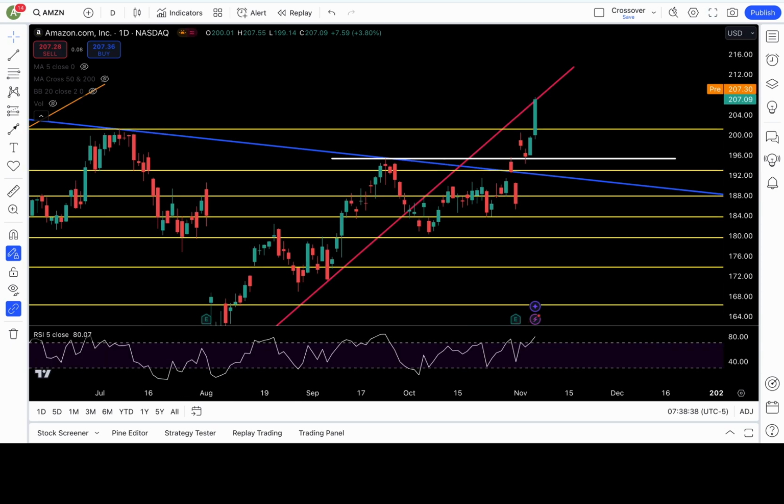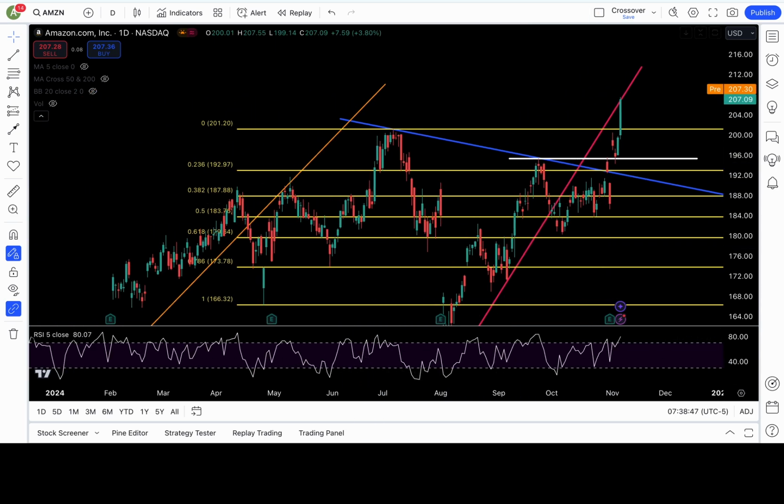Okay, Amazon, beautiful move to the upside again. I do have next resistance at 207.5. If that can clear, new all-time highs.